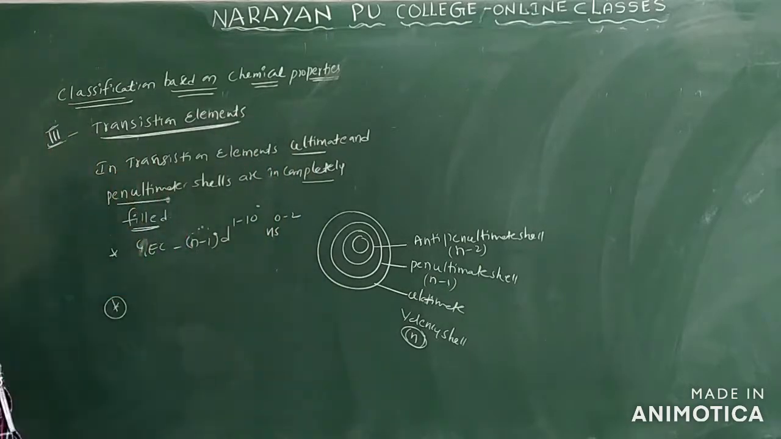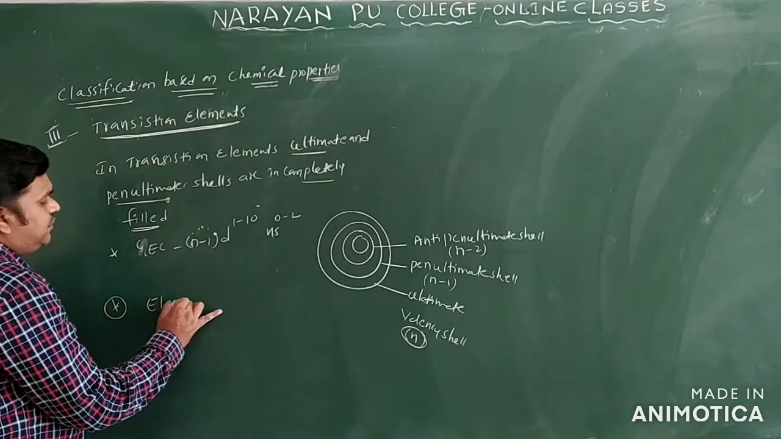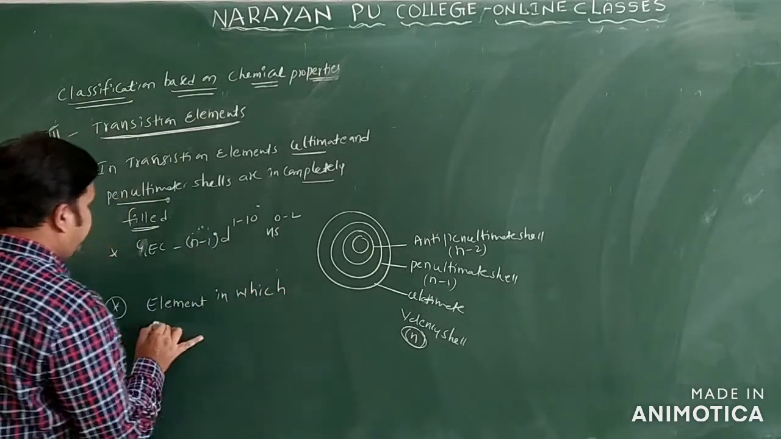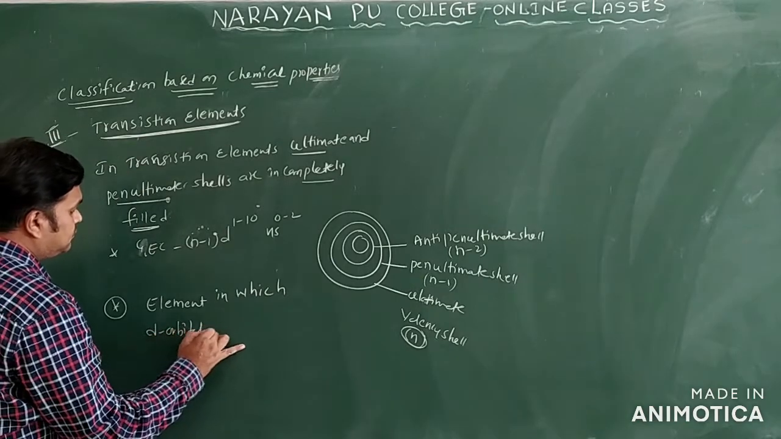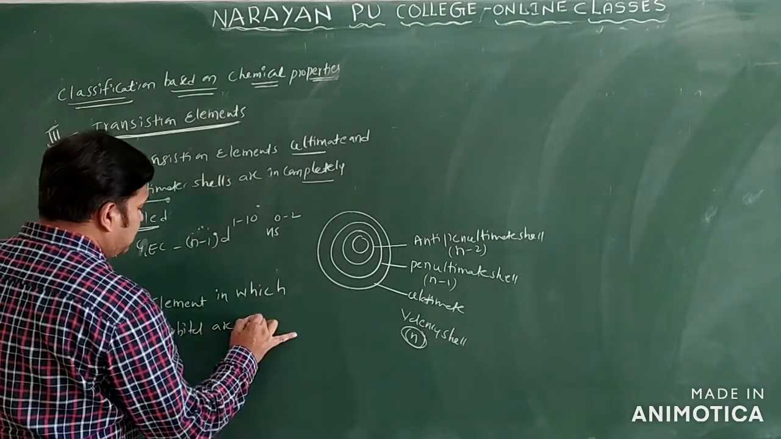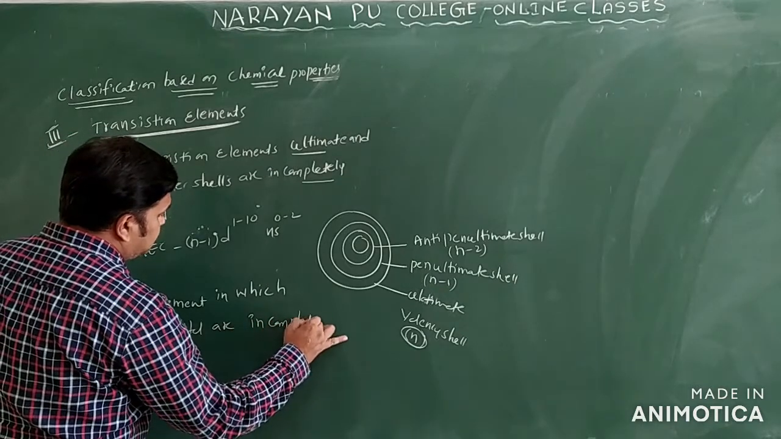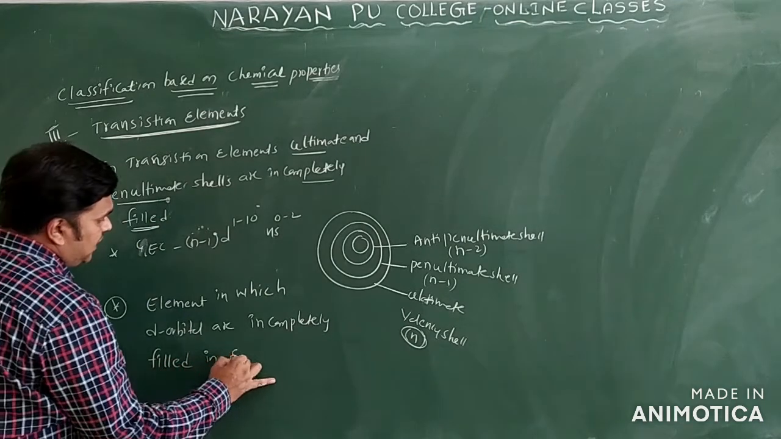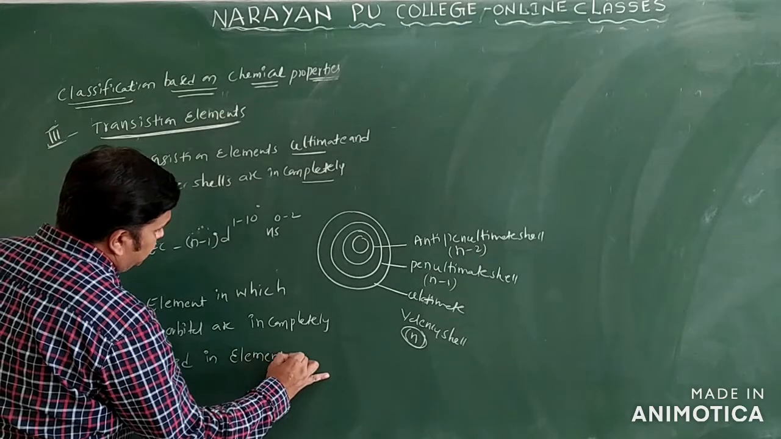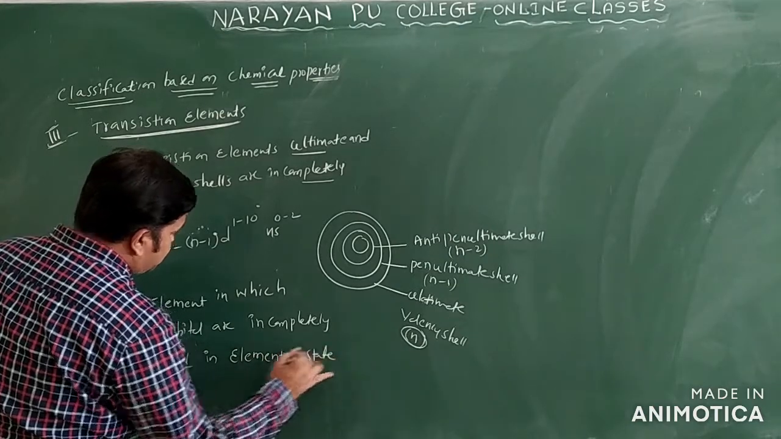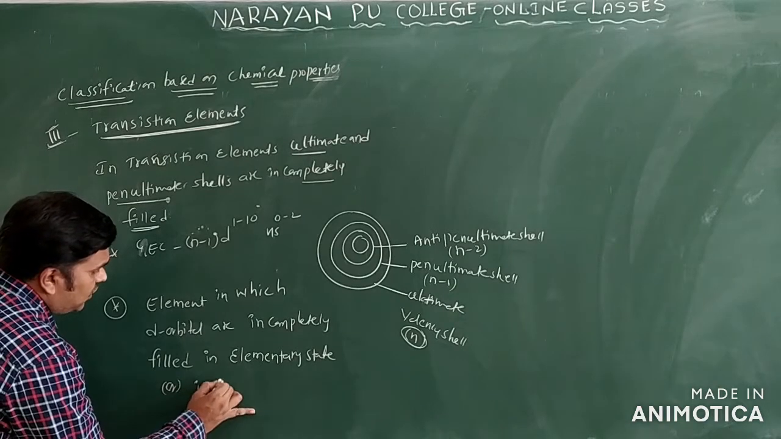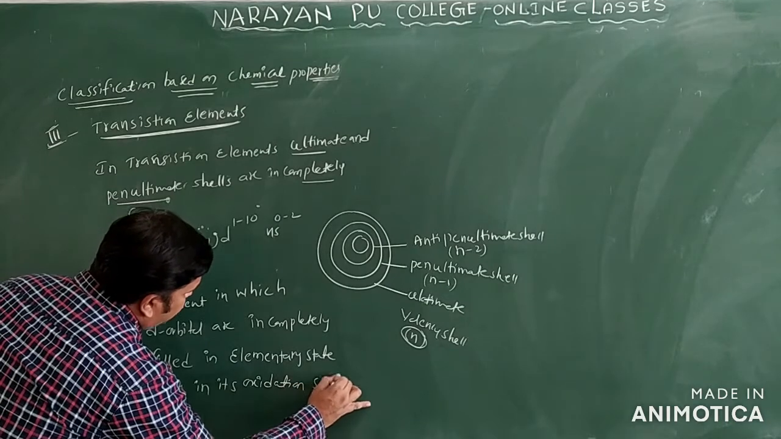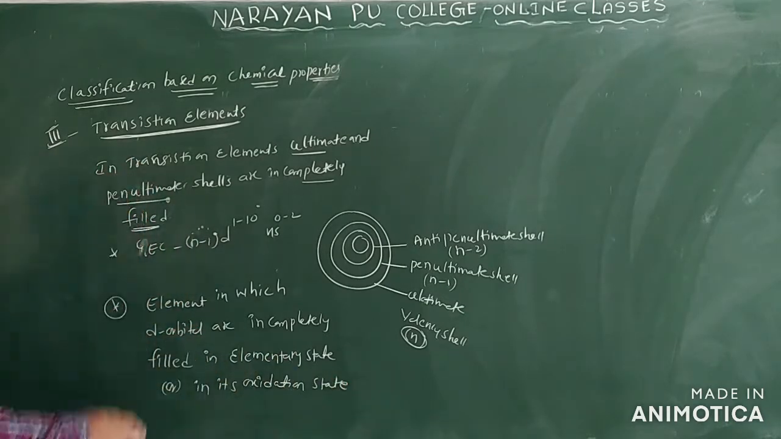That is also called as what? Transition elements only. Elements in which d orbitals are incompletely filled in elementary state or in its oxidation state, that is also what we are calling transition elements only.